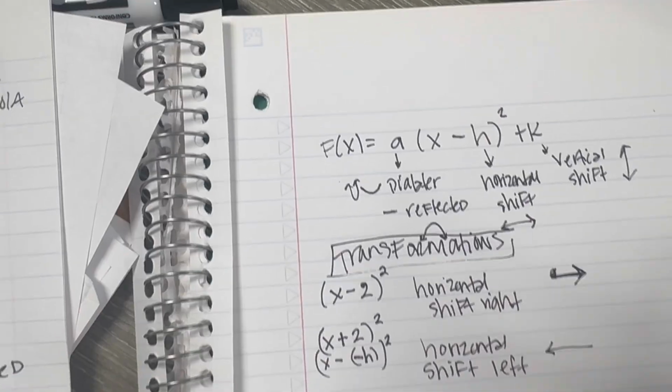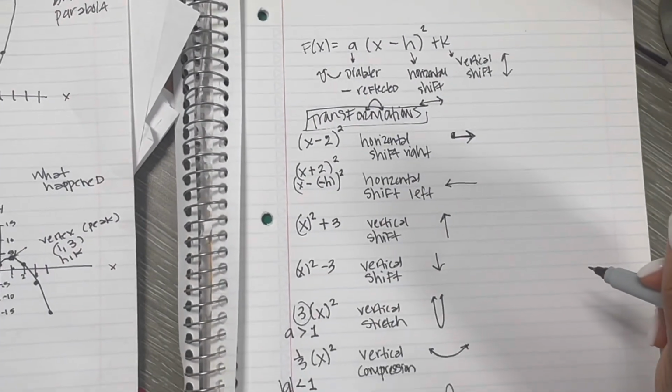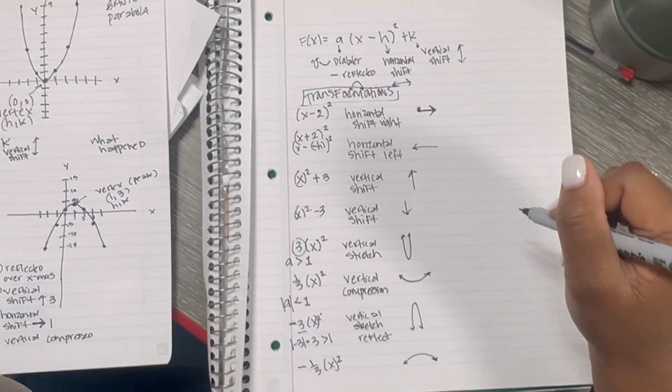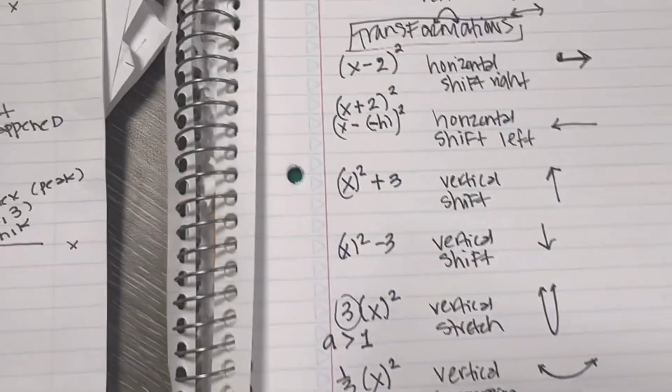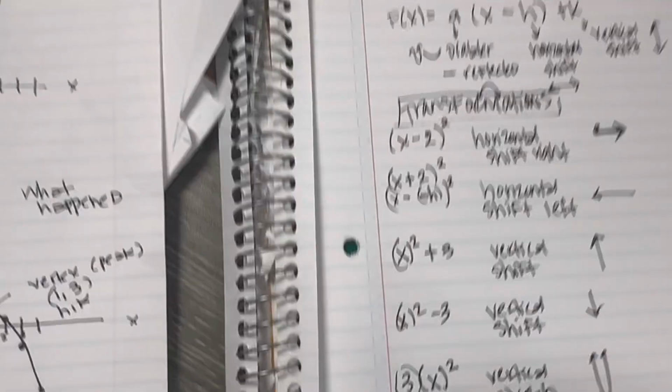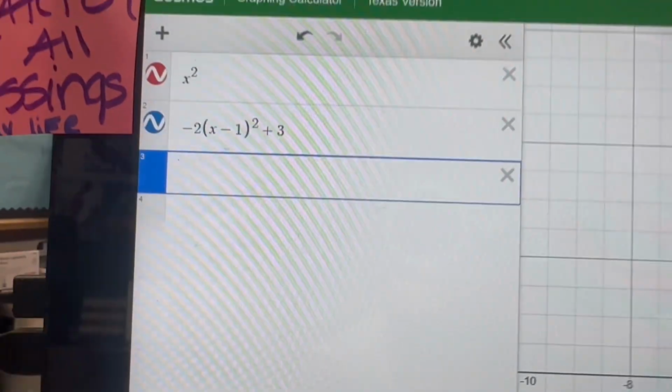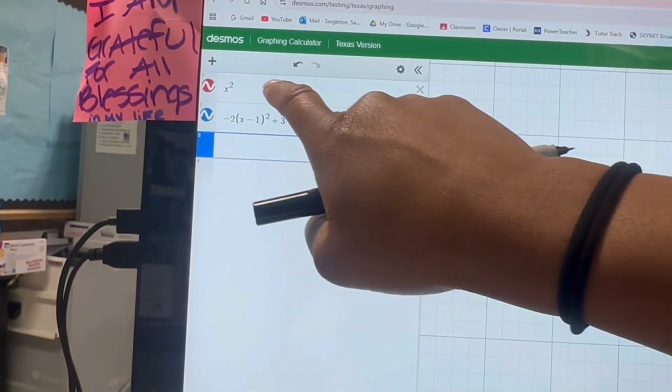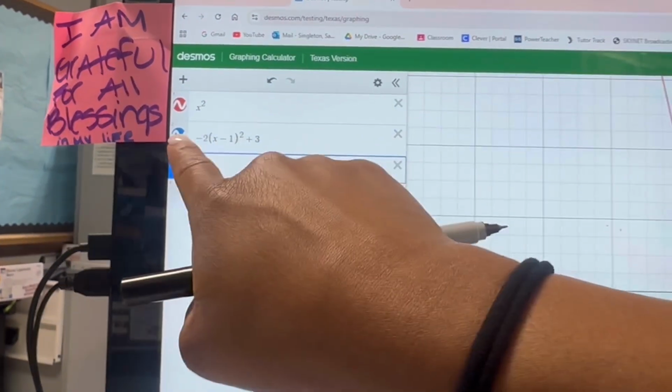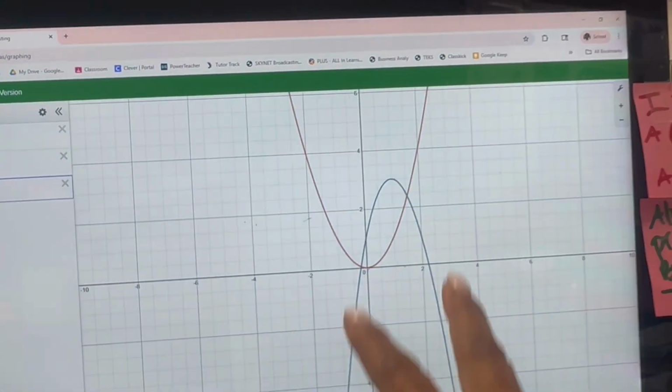We are continuing with quadratic transformations. So you just graph it and see the difference. Keep this up here, don't erase it, and then put your new equation and see what happened.